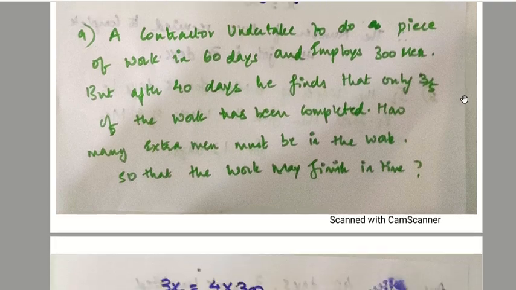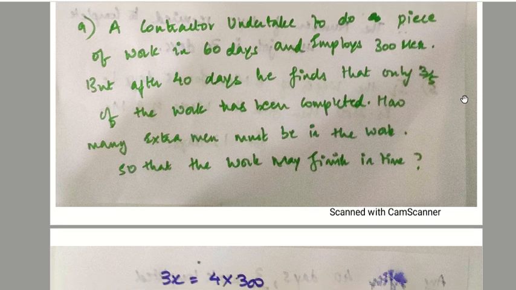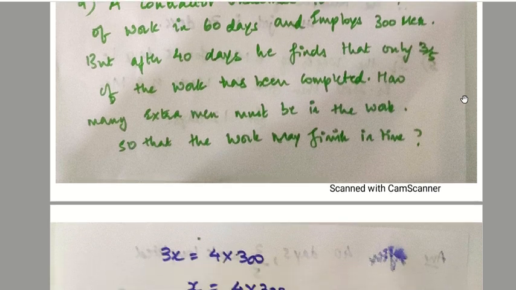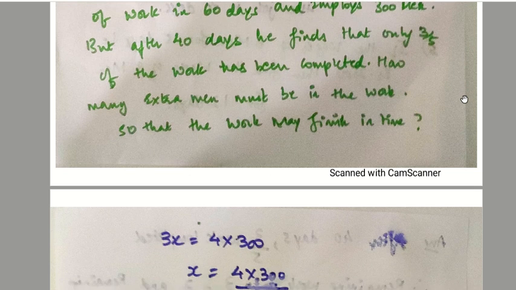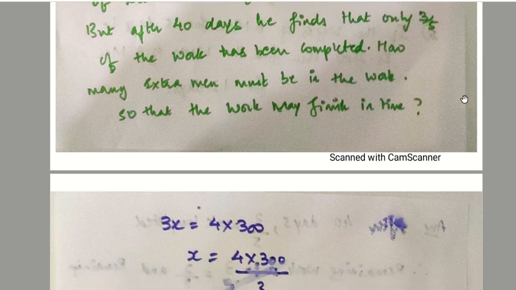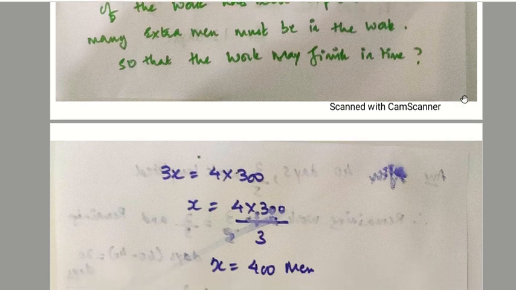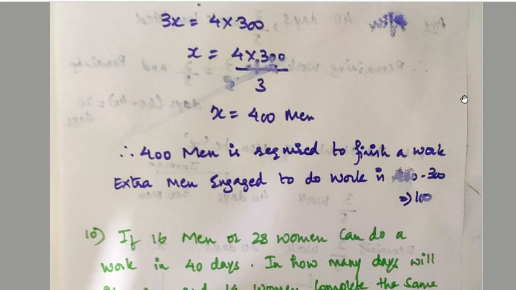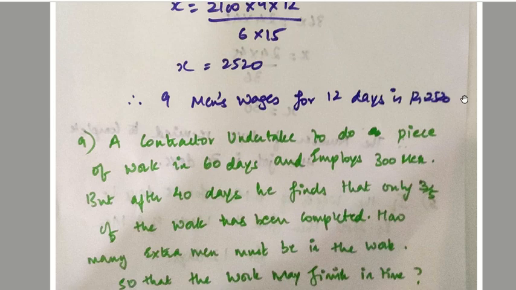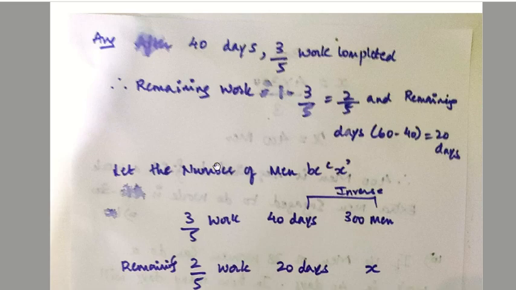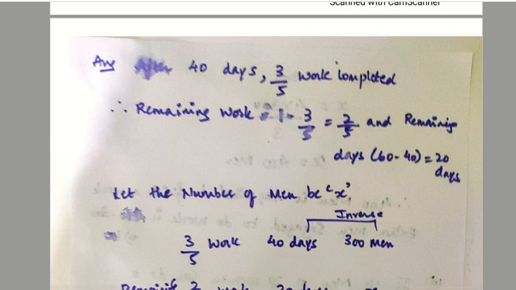So next question, a contractor undertakes to do a piece of work in 60 days and employs 300 men, but after 40 days he finds that only 3 by 5 of the work has been completed. How many extra men must be employed in the work so that the work may finish in time? Therefore, basically it tells after 40 days 3 by 5 work is complete, which is given in the question.